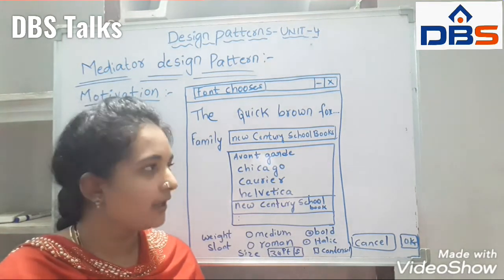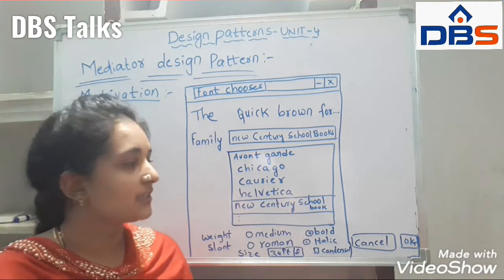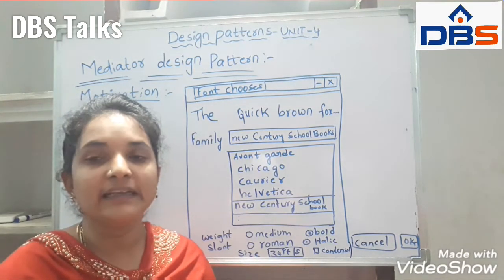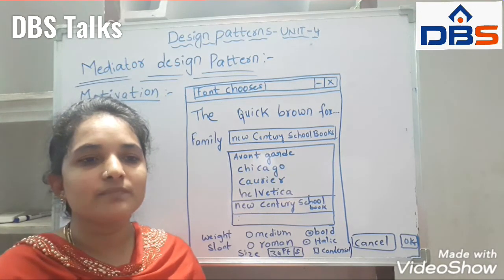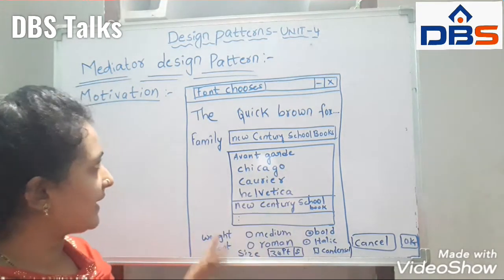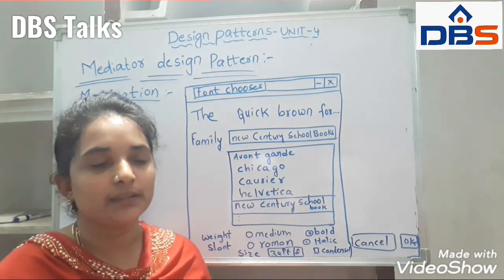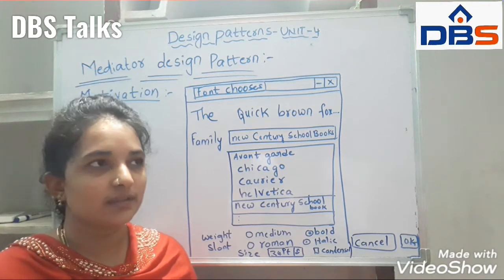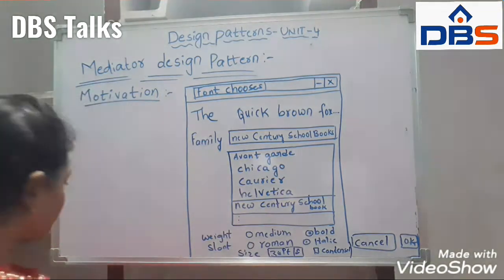In order to avoid that problem, we use the mediator design pattern. This mediator is responsible for controlling and coordinating the interaction of a group of objects. The objects, like weight and slant, these different things we are having, interact with the mediator, thereby reducing the number of interactions. That is why we are using the mediator pattern. If you see a small example, we can easily understand that.